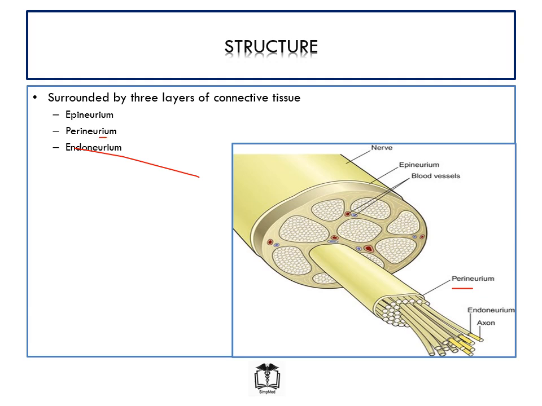And then finally, a collection of nerve fascicles wrapped by the last, or third, layer of connective tissue, which is called the epineurium, would give us the nerve tissue. So nerve tissue is the nerve fascicles wrapped by an epineurium.